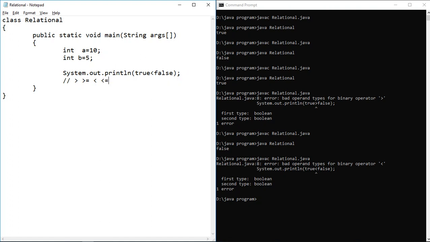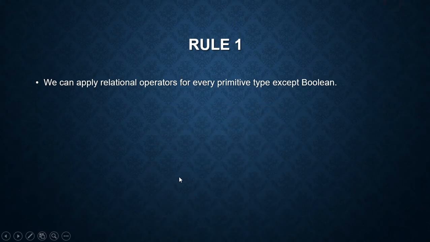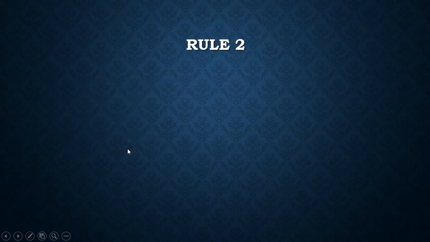For this, the valid input types are every primitive type except boolean. We cannot apply relational operators on boolean types, but we can apply relational operators on every other type, whether it is integer, character, or floating point numbers. So this is the first rule, friend. We can compare int with char, and if char is float, it is also valid, but we cannot compare boolean with char, it is invalid. This is the first rule.